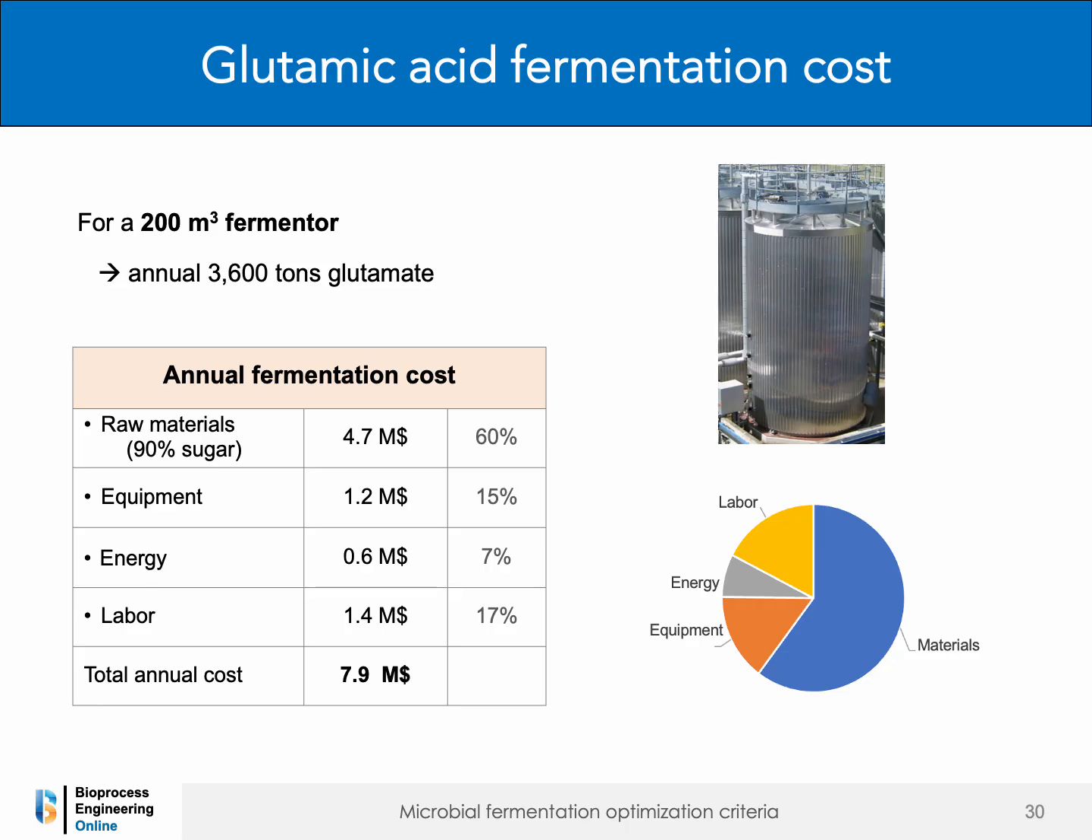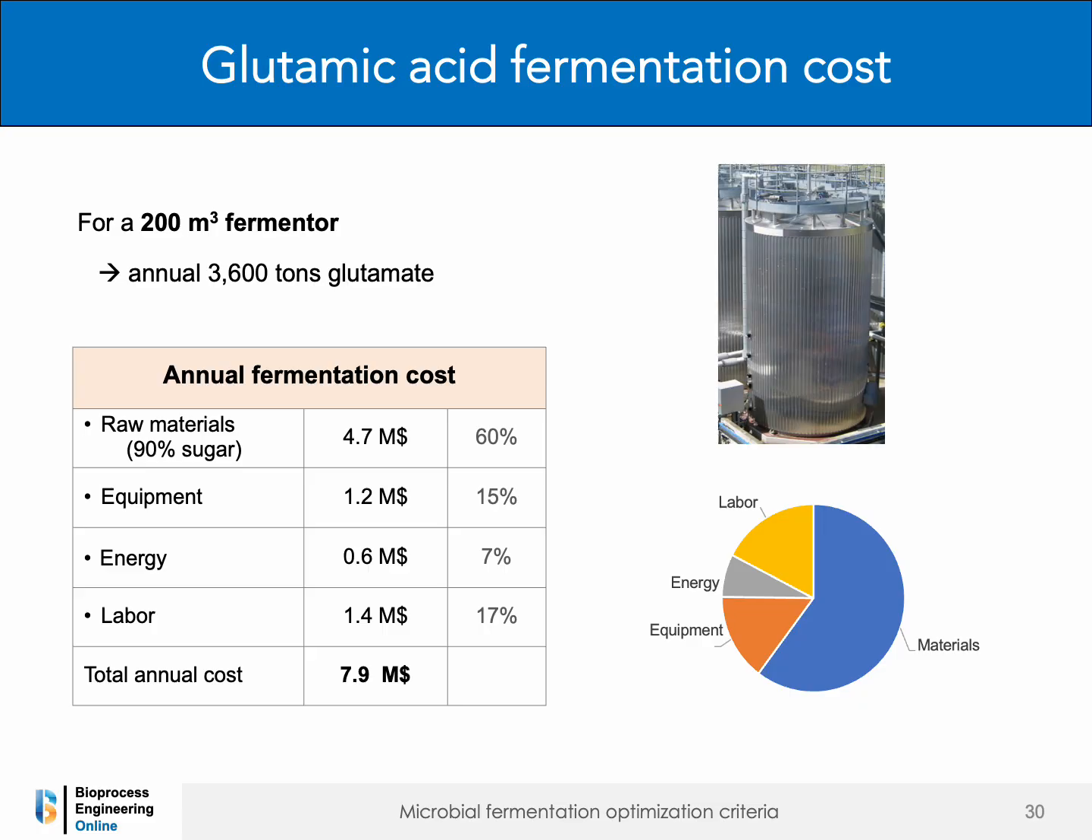The glutamic acid fermentation is carried out in an industrial 200 cubic meter fermenter operated in consecutive batch mode throughout the year. This production scheme yields an annual output of approximately 3,600 tons of glutamate, considering only the fermentation step, excluding upstream and downstream operations. The annual operating cost is about 8 million euros.